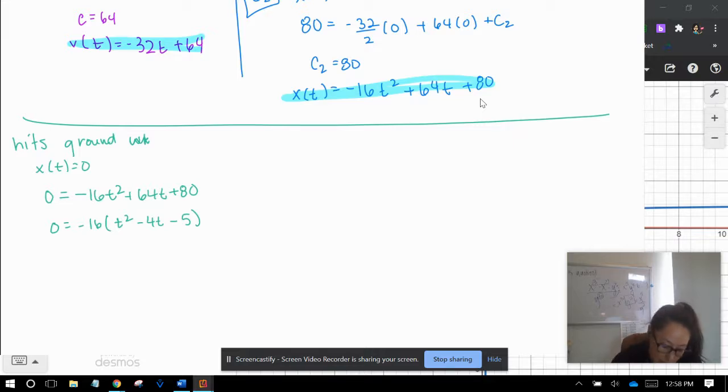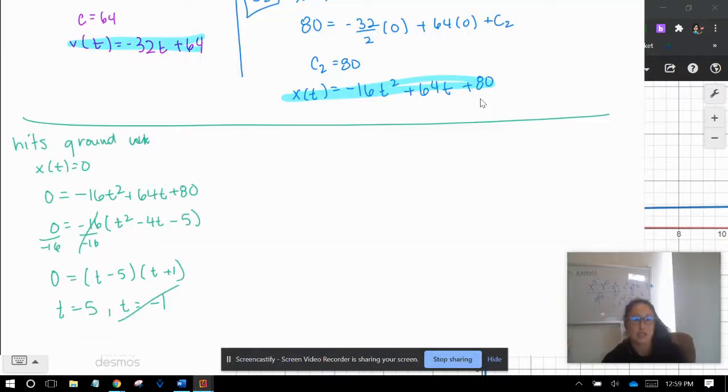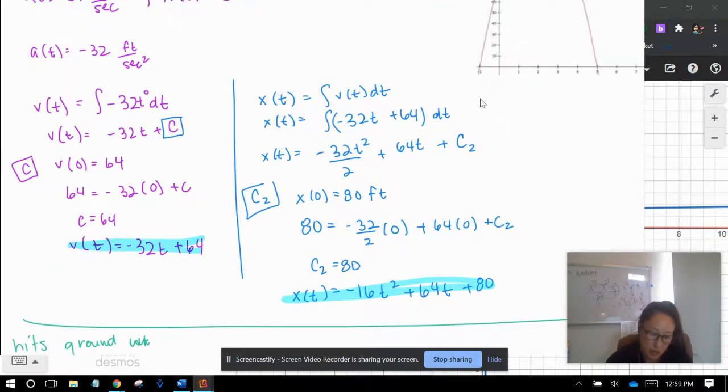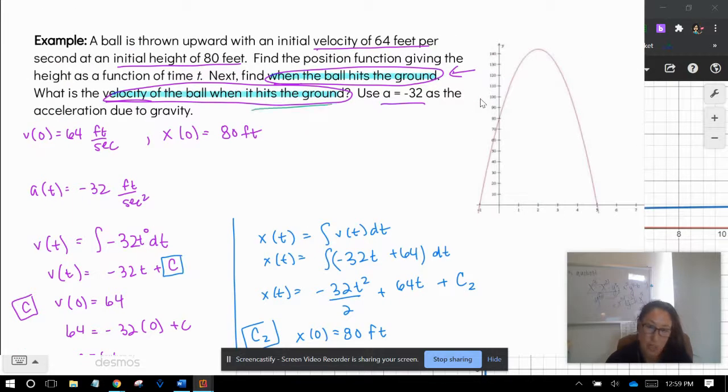Factor, let's see, I'm going to divide by negative 16. So I get 0 is equal to t minus 5 times t plus 1. So t can equal 5 and t is equal to negative 1. Negative 1 is not in my domain. So when the time is 5, the ball hits the ground. Okay, that's part 1.